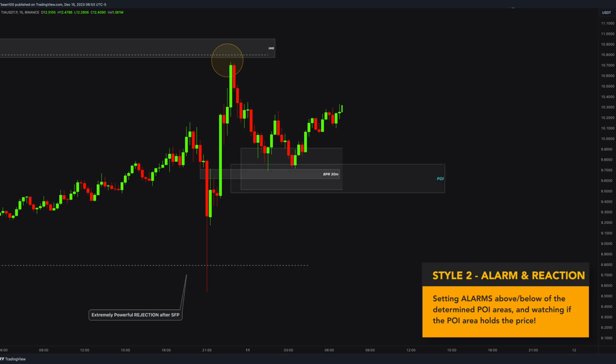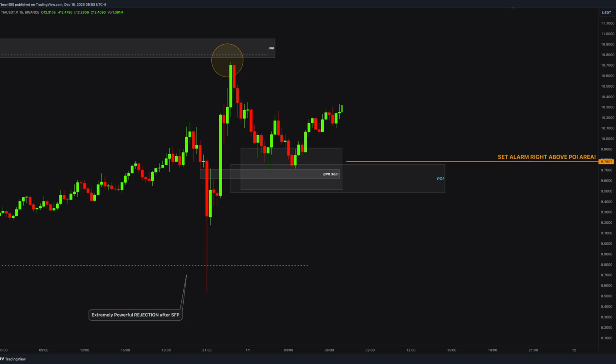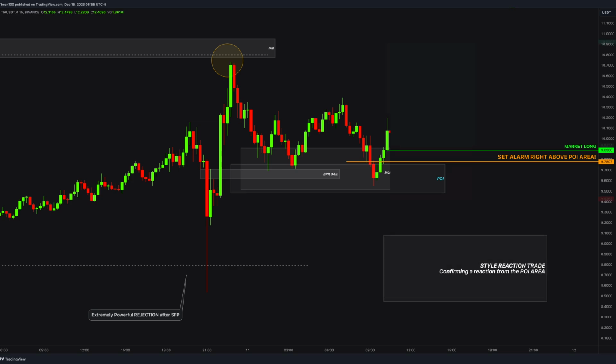First of all, setting alarms. I already know that this imbalance and inducement are my best possible POI entry area. I can basically set an alarm right above this place and wait for it. Unlike order booking system, I can now watch the price if the POI area is holding the price or not. As you can see, a nice reaction. This is actually how I traded this coin. I set the alarm and waited for a reaction before jumping to trade. This is also another nice way to trade.